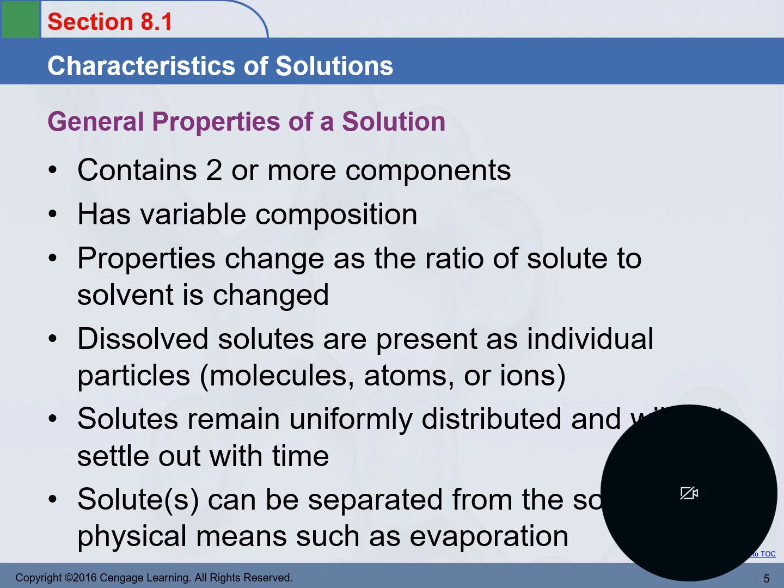Dissolved solutes are present as individual particles, and they could come in 3 different types: molecules, atoms, or ions. Solutes remain relatively distributed throughout the entire solution and will not settle out over time, and they can be separated by some very easy physical means such as distillation, decanting, so on and so forth.